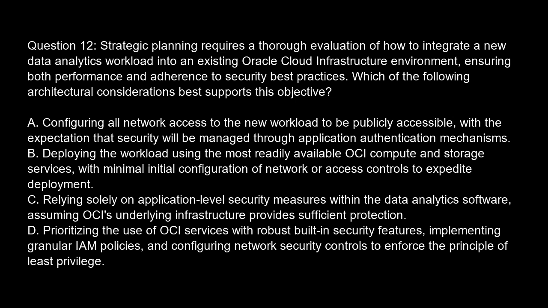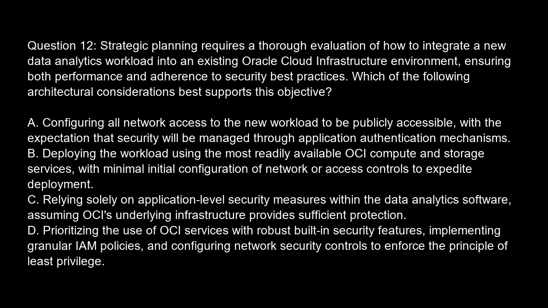Option A. Configuring all network access to the new workload to be publicly accessible, with the expectation that security will be managed through application authentication mechanisms. Option B. Deploying the workload using the most readily available OCI compute and storage services, with minimal initial configuration of network or access controls to expedite deployment.